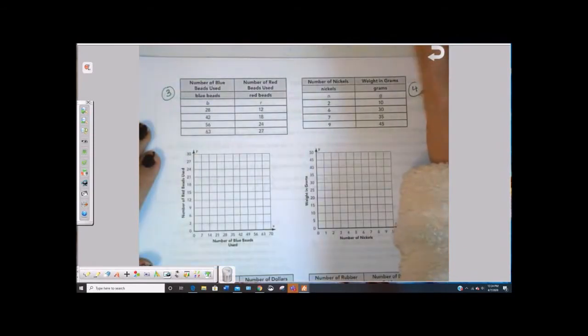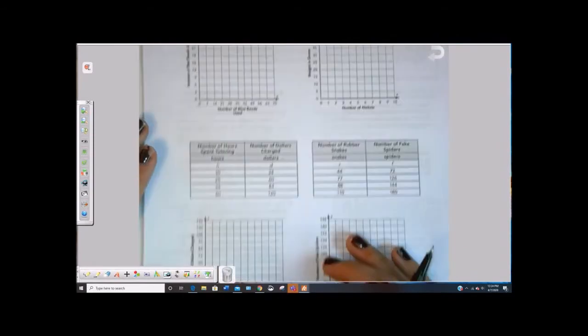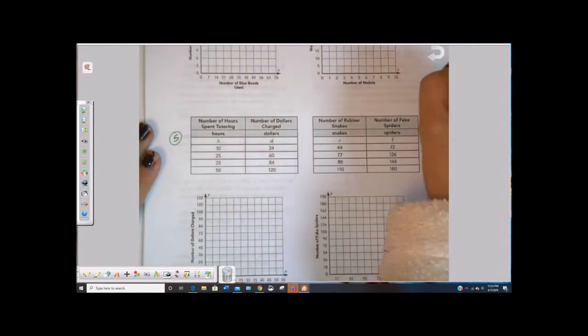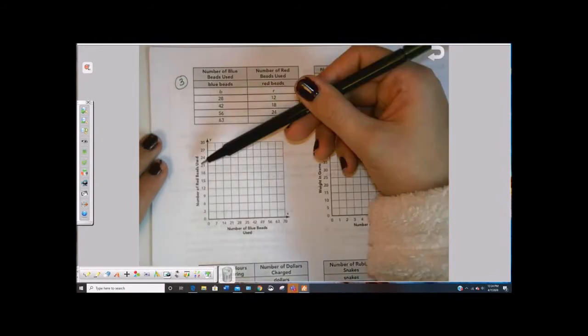Flipping to the next page, I'm going to number these first. So the top one is going to be 3, then 4, and then the bottom 2, 5 and 6. So looking at number 3, same thing. Looking at my graph, which one is y and which one is x. So it says red beads are y, blue beads are x.